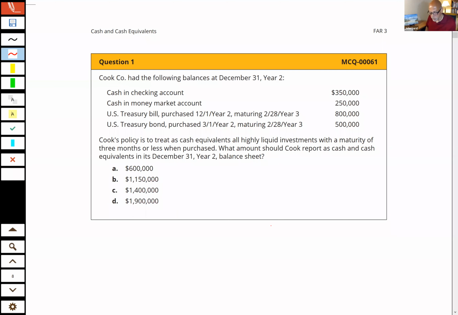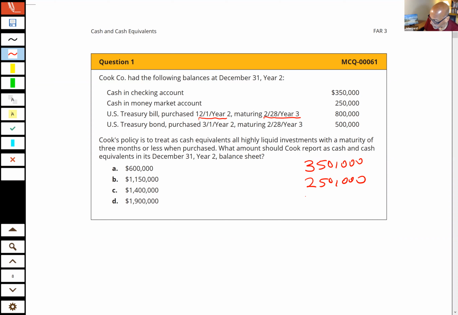Okay, so that's good. Let's take a look though, because we did get some variations in the answers. We want to know which is cash and cash equivalent. So cash in a money market account is a cash equivalent, right? It's cash. Cash in a checking account, cash in a money market account is, okay. US Treasury bill that was purchased 12/1 and is going to mature 2/28 year 3, barely made it in. Even in a leap year, it would make it into the 90-day criteria, wouldn't it? Original maturity to the purchaser of 90 days.